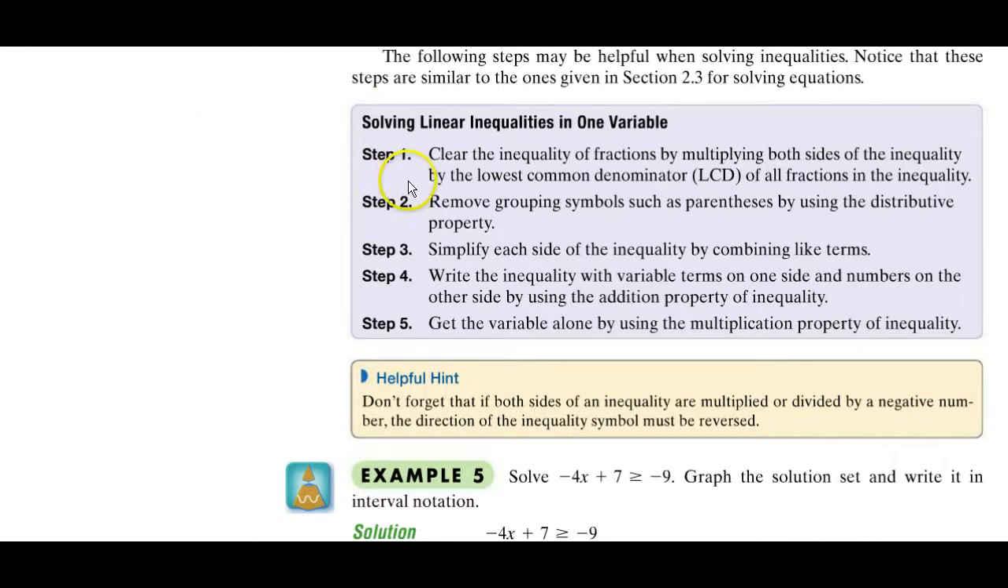Now they are repeating the steps needed to solve inequalities. All of them are the same, except if you are going to multiply or divide by a negative. In order to keep the statement true, you must reverse the sign of the inequality.